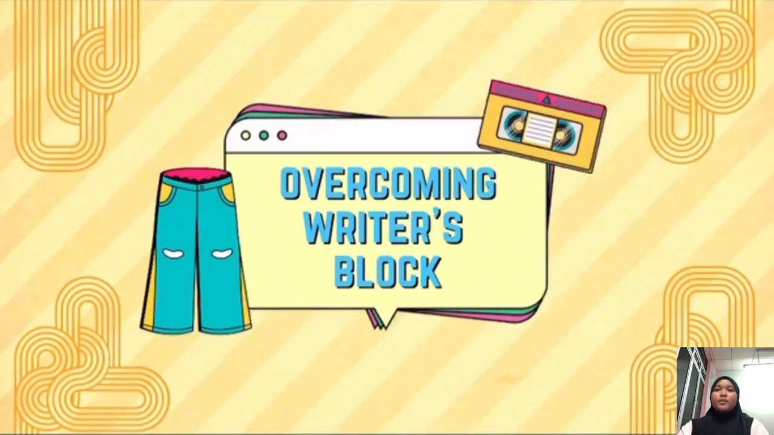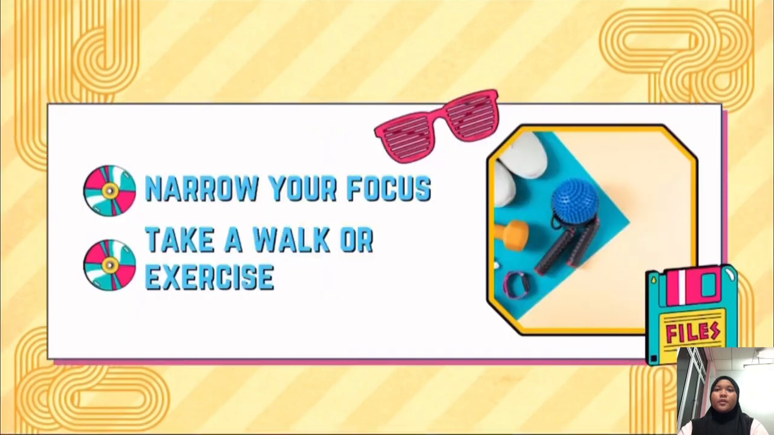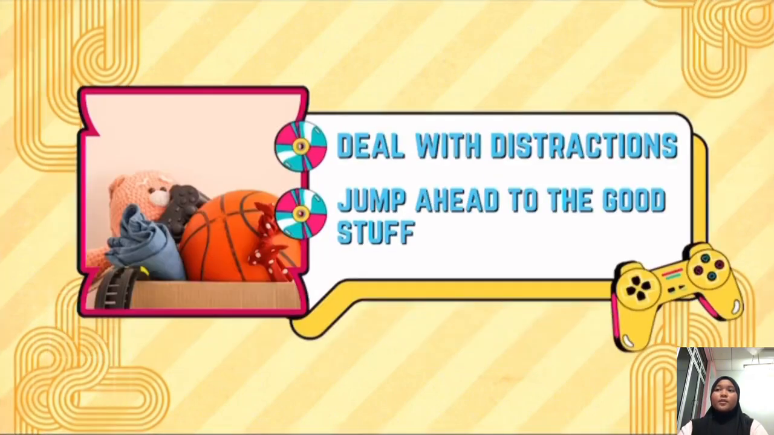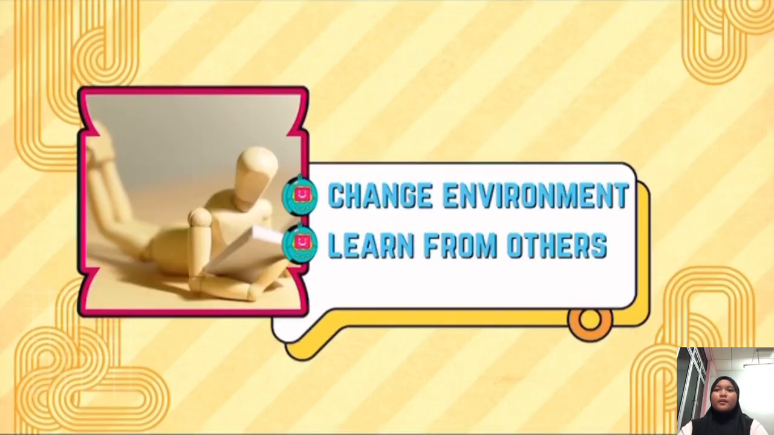So how do we overcome writer's block? We can try to narrow our focus and break it down into smaller parts so it will be manageable. And then try to take a walk or exercise, which will help stimulate your brain and bring new ideas. We can take a break and deal with the things that are bothering us, and then prioritize what excites you, but be careful with the deadlines. And then change the environment to a less distracting one and try to find inspiration from existing works.